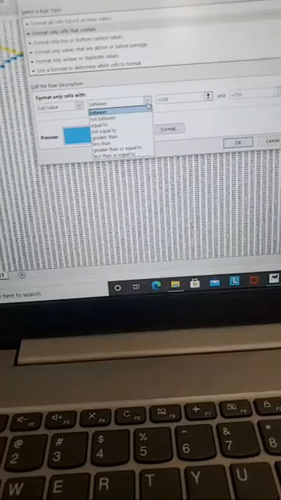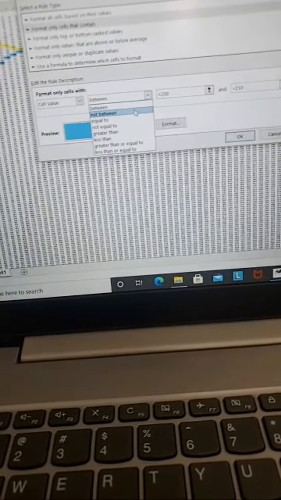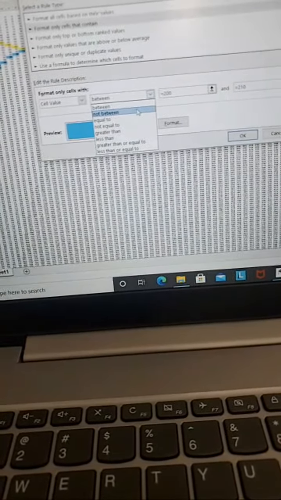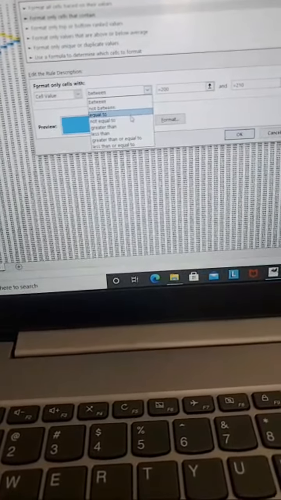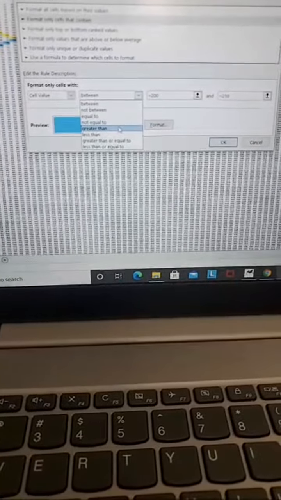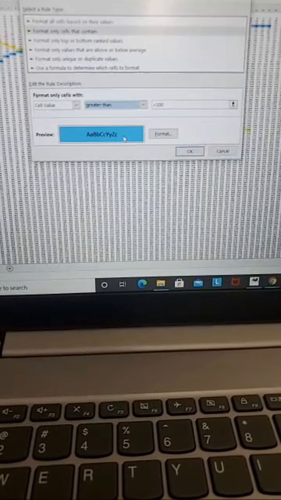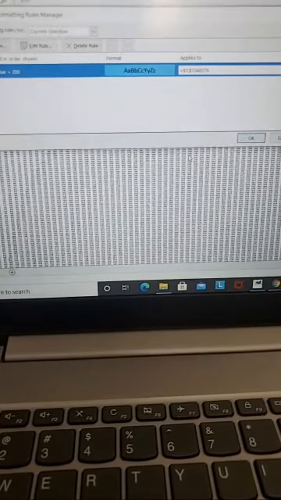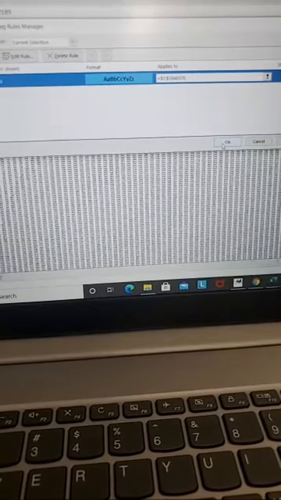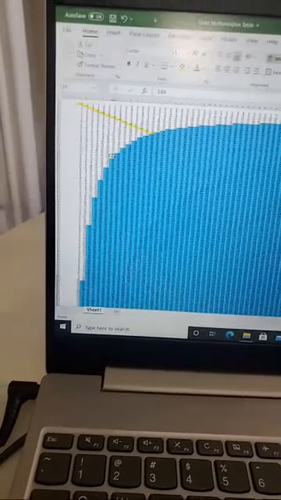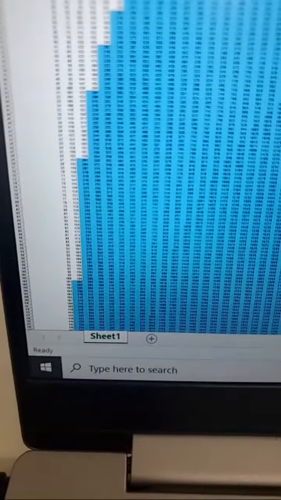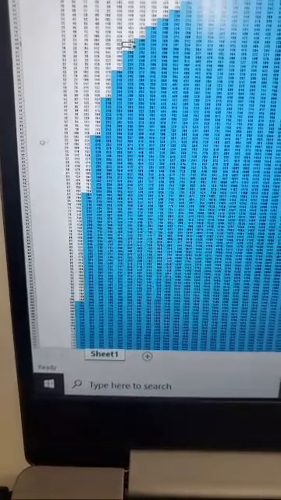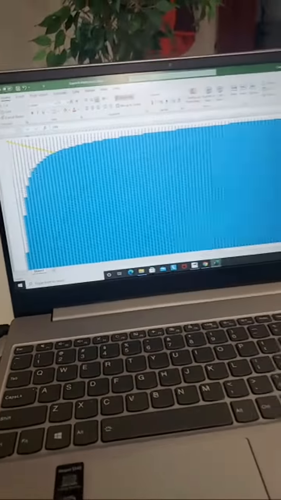What else can we do here? Not between. That'd be kind of cool to look at. Equal to, not equal to, greater than. Ooh, let's try that. Greater than 200. Let's see what happens. It's going to create that arc. Yeah, see? Now you can see it very clearly. Okay, so that's what we're dealing with here. This feels very like calculus, doesn't it? Doesn't this feel like calculus?